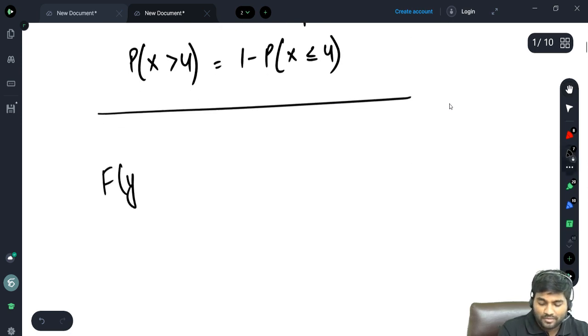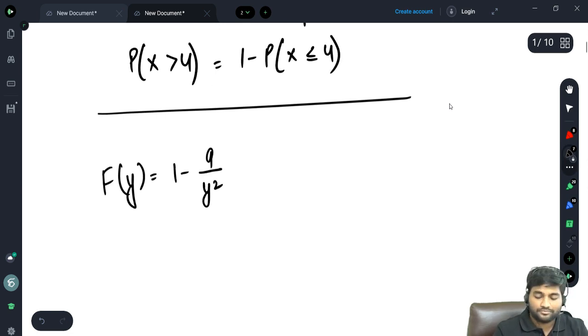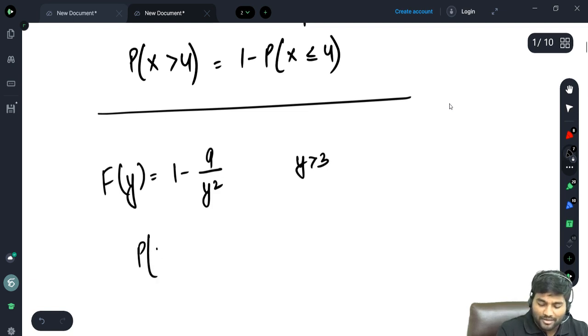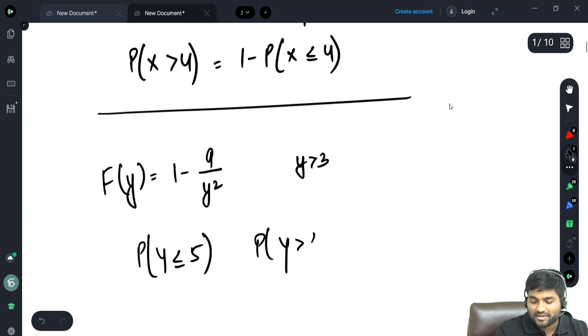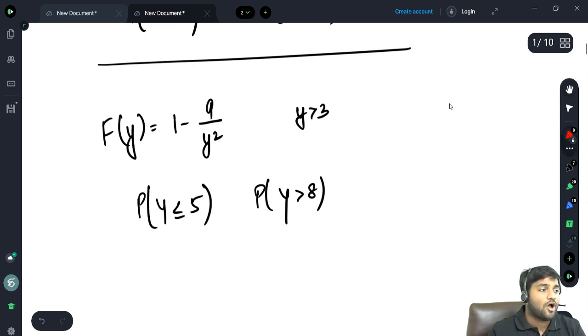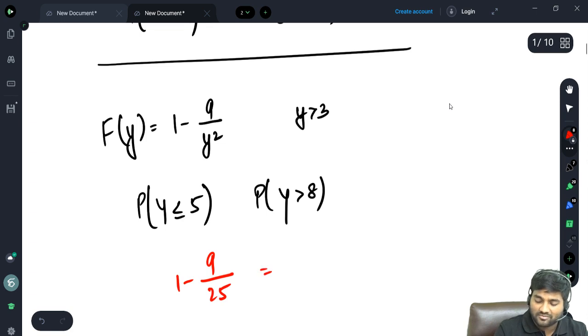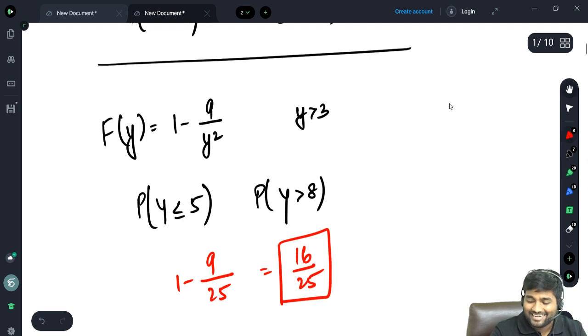Next question. F(y) is 1 minus 9 by y square for y greater than 3. You need to calculate probability y is less than equal to 5, and probability y is greater than 8. So less than equal to 5 will just what? Put 5. So 1 minus 9 by 25, which is 16 by 25. Very good. Excellent.